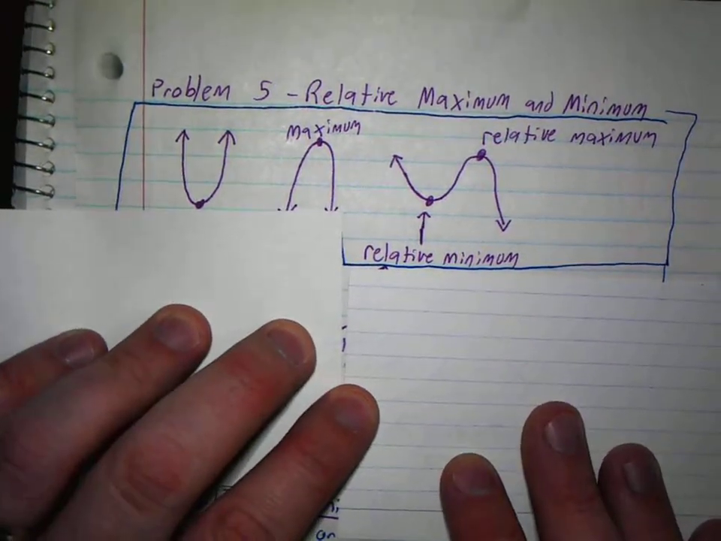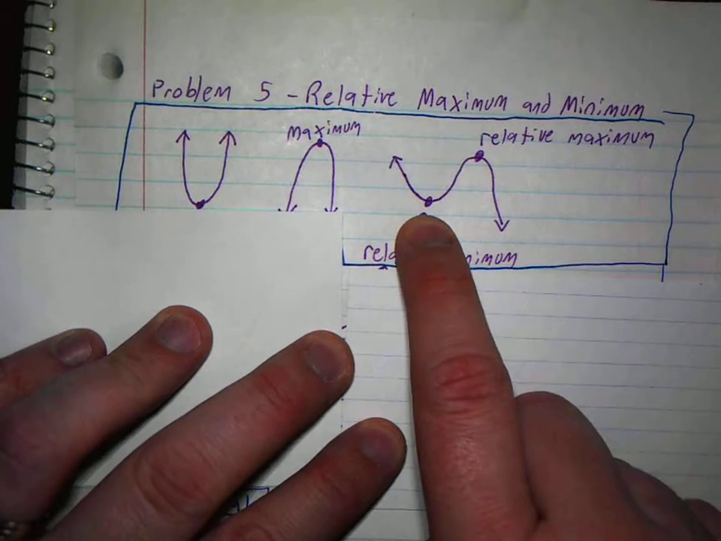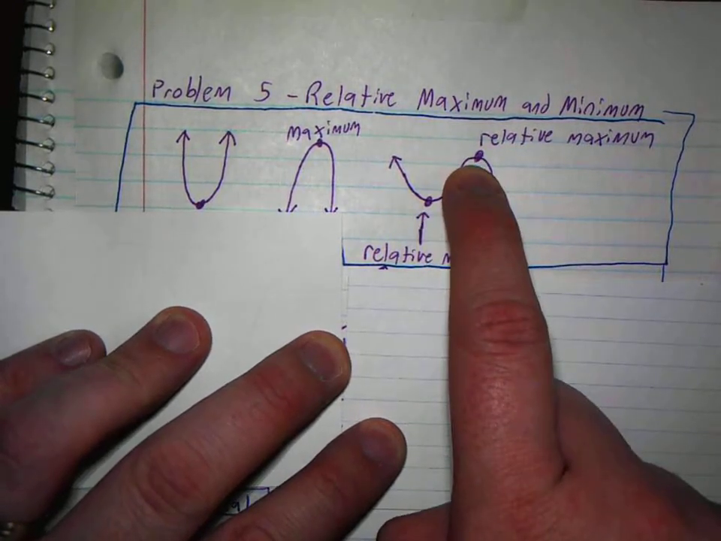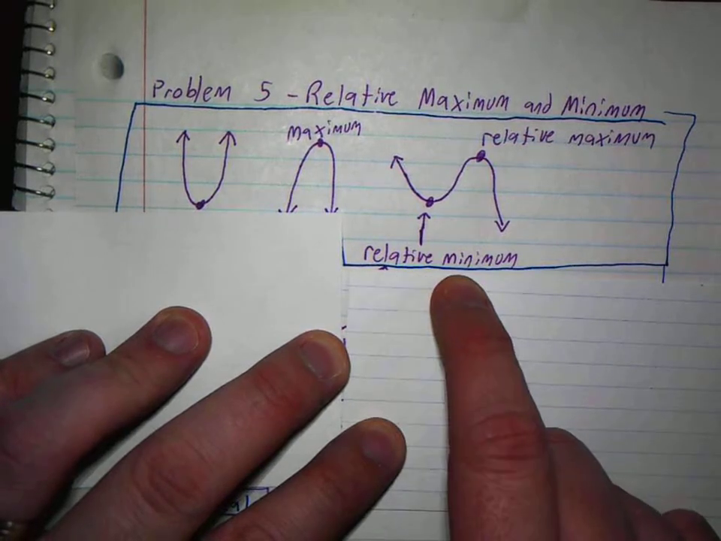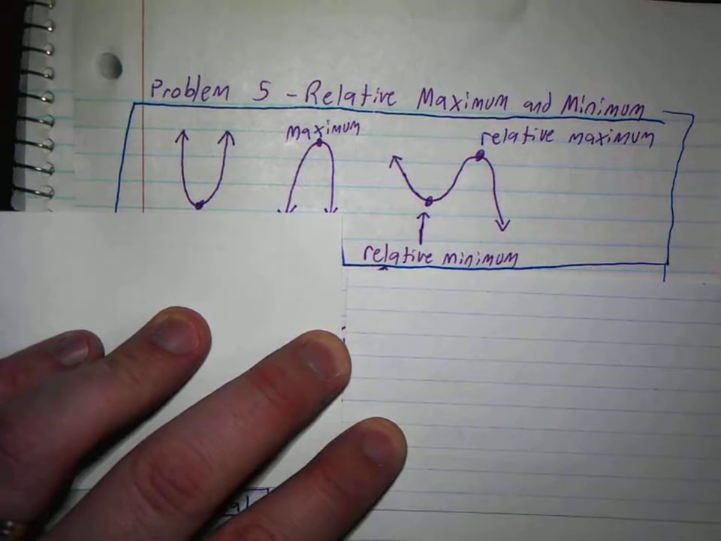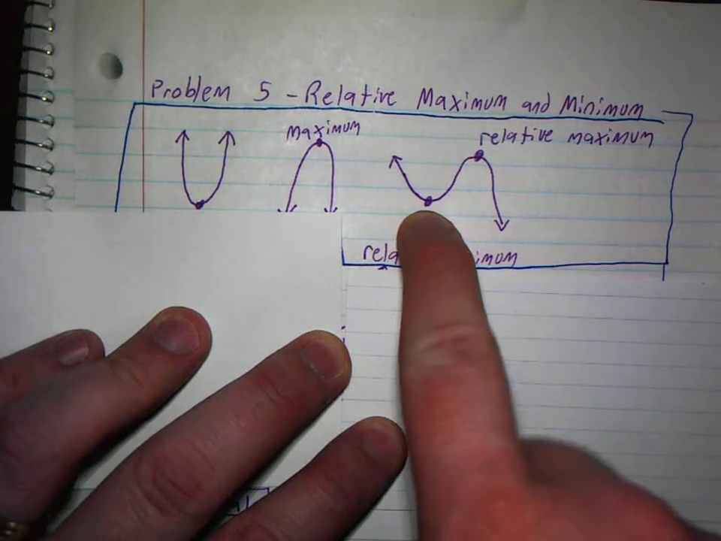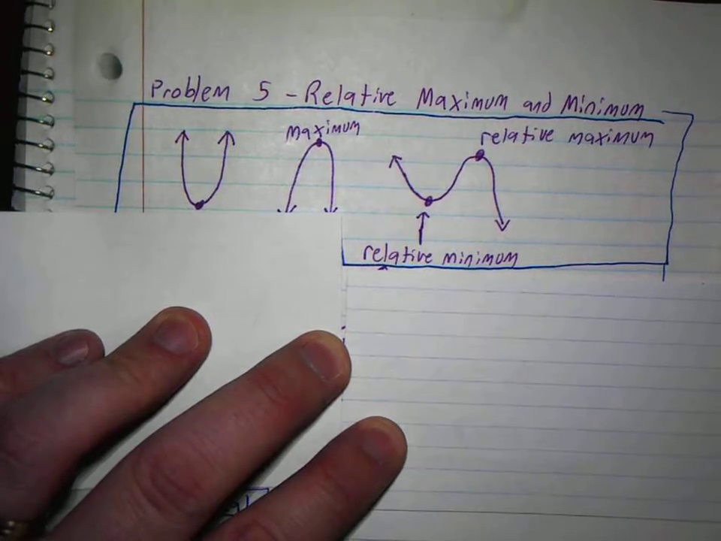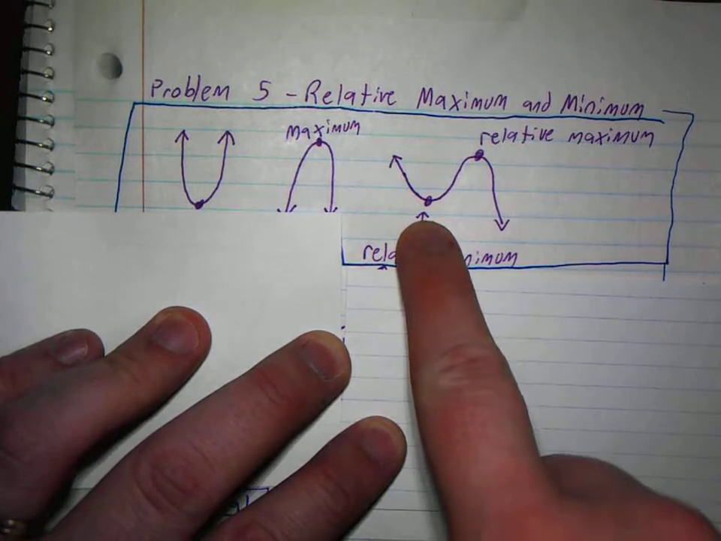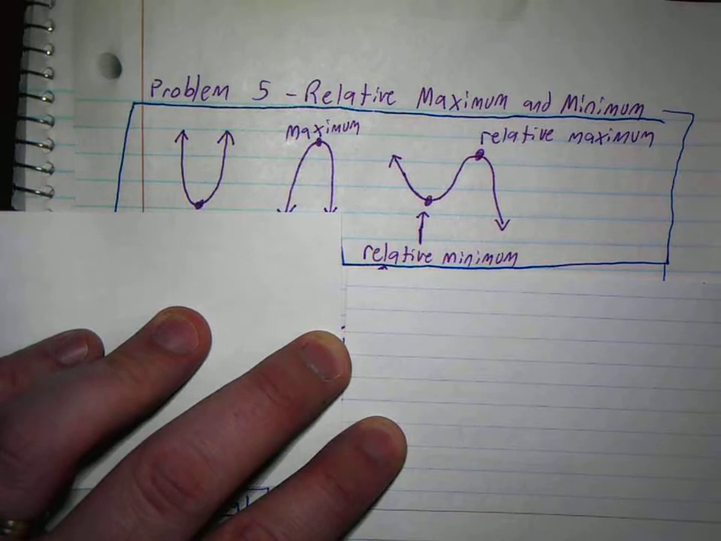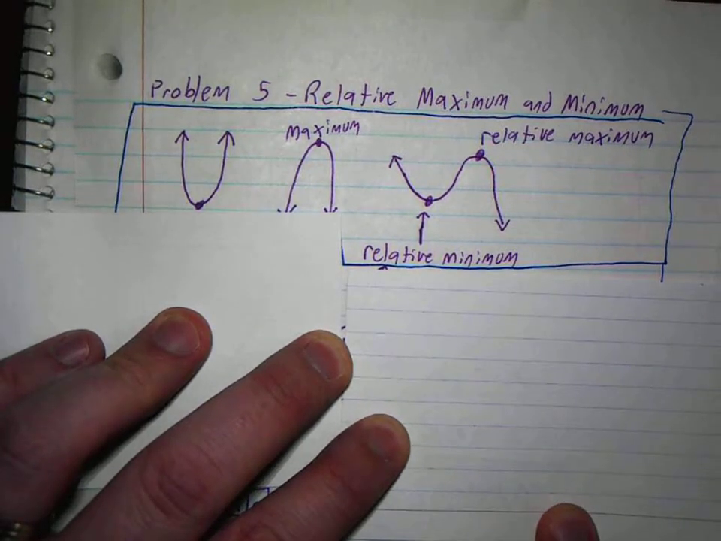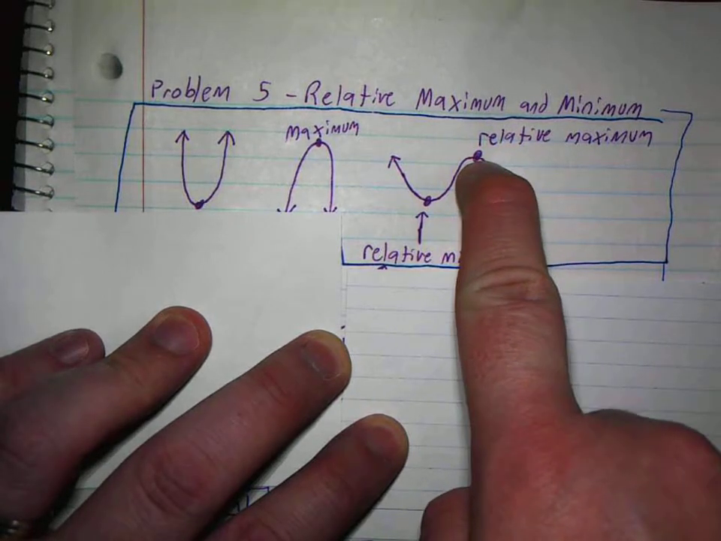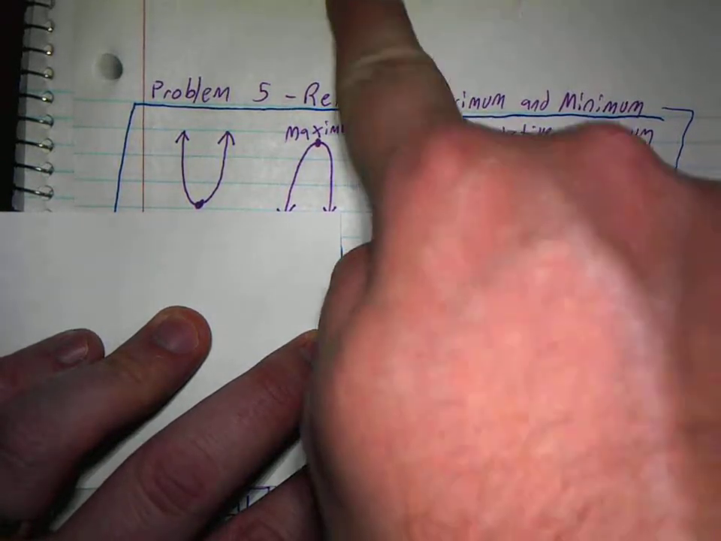And the vocab here is that this is still a minimum and this is still a maximum, but we call it a relative minimum because it's not the lowest point. Okay? It's just a point where it changes directions. Do you see why this is not a global minimum? That's the word they use for the minimum that is the true minimum. Do you see why that's not the lowest point? Because this goes down forever. It's a word relative. Just like here, that's a relative maximum because this goes up forever.